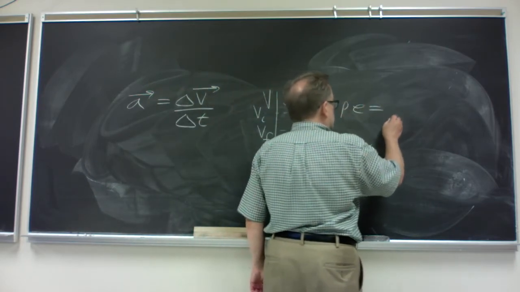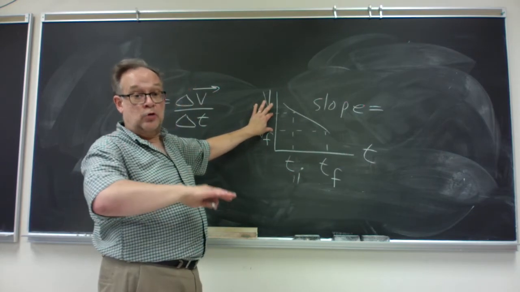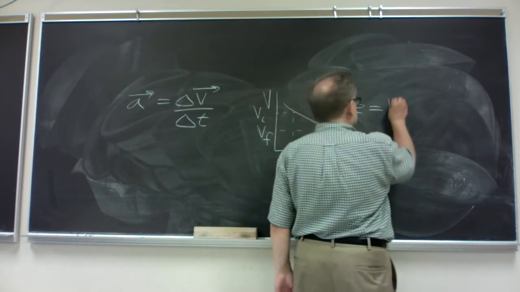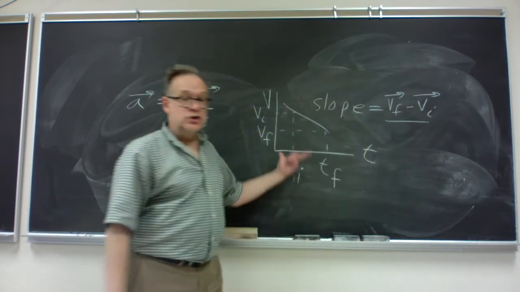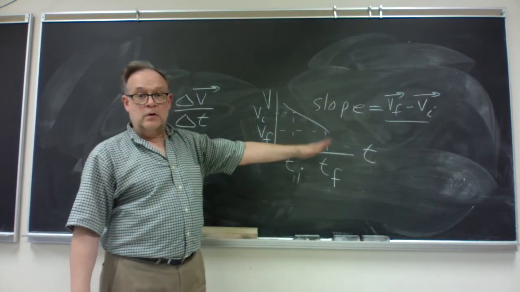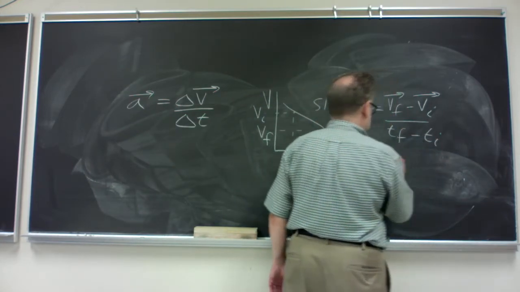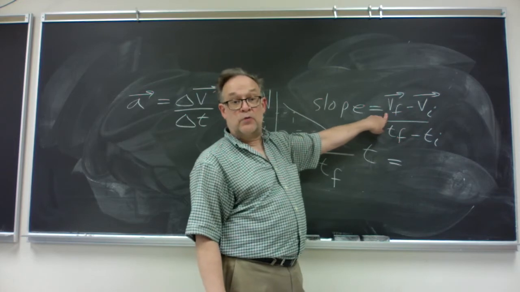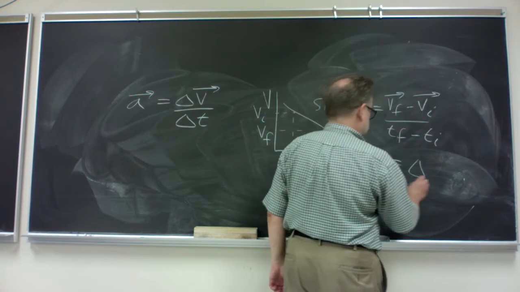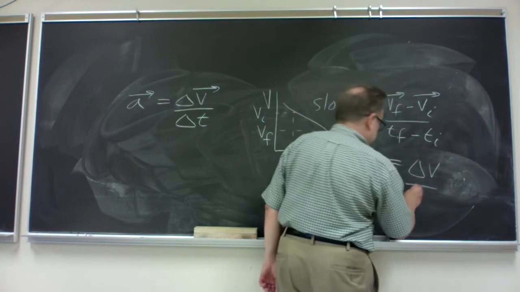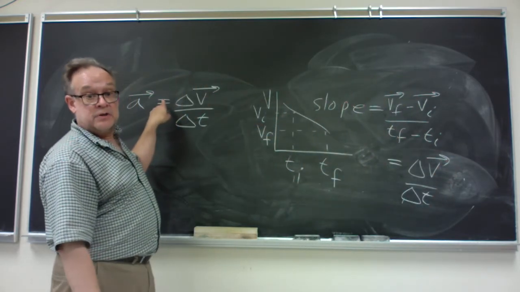Slope is just change in the vertical variable. Change in anything is final minus initial value, divided by change in the horizontal variable, final minus initial time. But of course, that's just another way of writing delta V. And that's just another way of writing delta T. And that, of course, is our definition of acceleration.